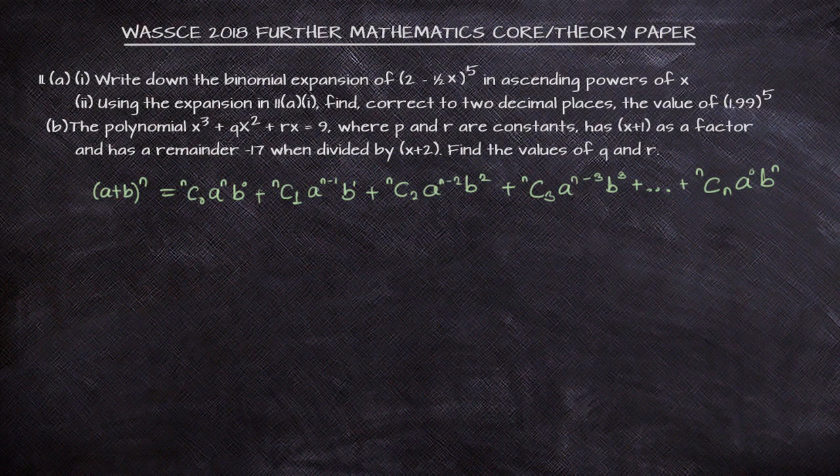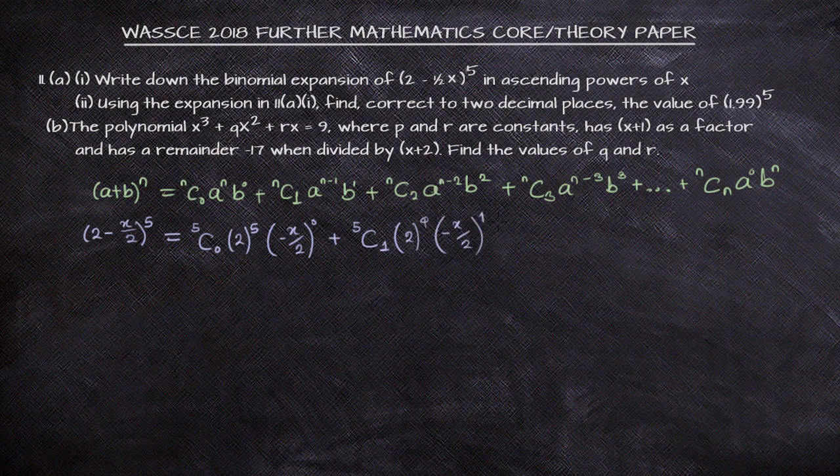And then having this as a general expression for the binomial expansion, we can go ahead and say we want to work with (2 minus x/2) raised to power 5. In this case, this will be 5C0, 2 raised to power 5 multiplied by (minus x over 2) raised to power 0, plus 5C1, 2 raised to power 4, (minus x over 2) raised to power 1, plus 5C2, 2 raised to power 3, we are reducing the power, (minus x over 2) raised to power 2, we are increasing the power.